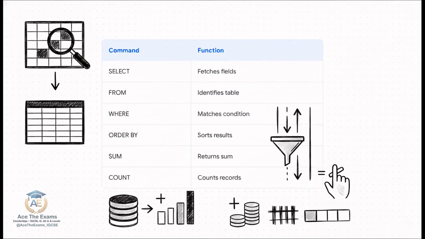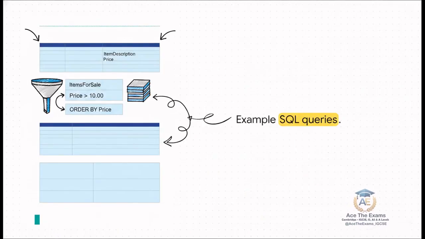SQL is built on a few really logical core commands. Every query starts with select, which grabs the specific fields you want to look at. Next is from, which tells the database which table to check. Where is your filter? It only pulls records that match a condition you set. Then you have order by to sort your results. We've also got math commands like sum to add values up and count to tally the number of rows matching your condition. Here's a great look at these commands in action.